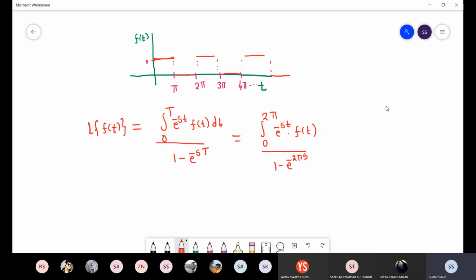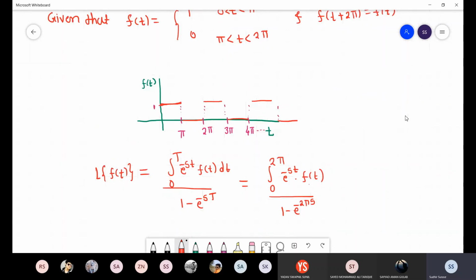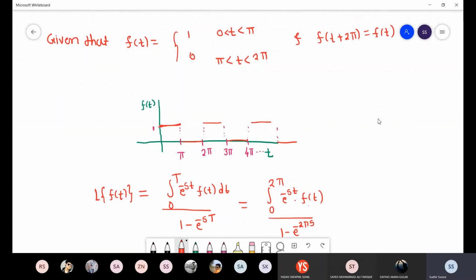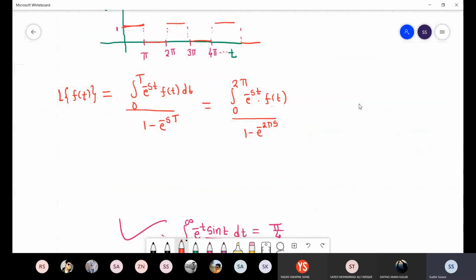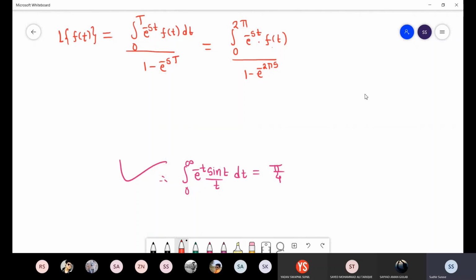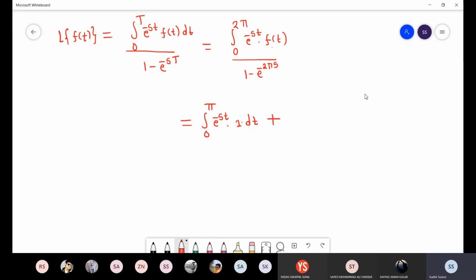And now f of t is defined in the interval 0 to 2 pi. We can see here we have to break this interval from 0 to pi and then pi to 2 pi. So therefore this is equal to the integral from 0 to pi of e to the power minus st, and in this interval we have value 1, so f of t is 1, dt, and then pi to 2 pi we have value 0, so e to the power minus st into 0 dt, and this whole divided by 1 minus e to the power minus 2 pi s.